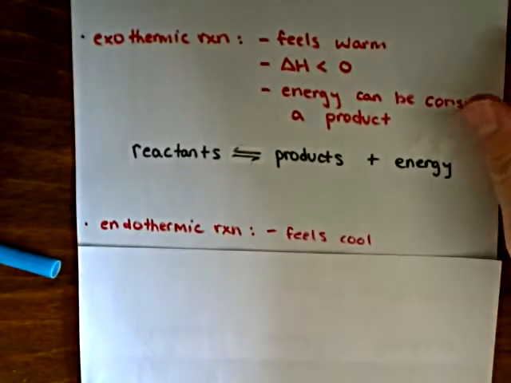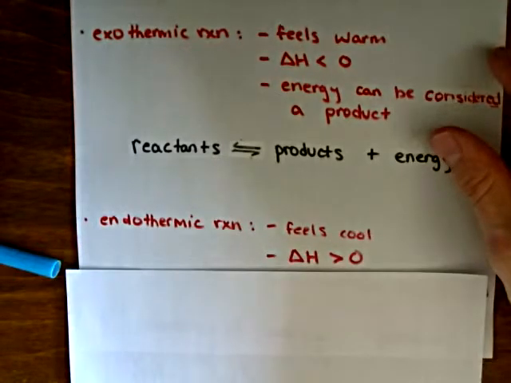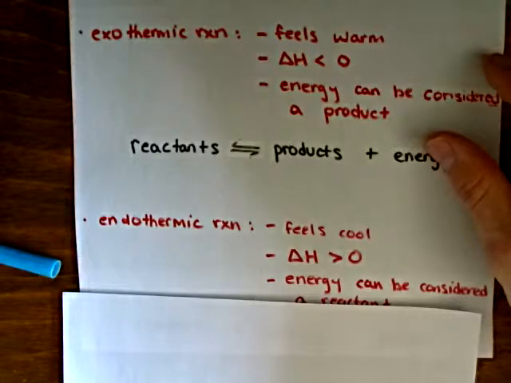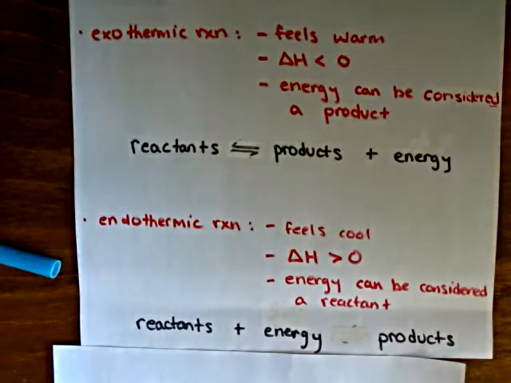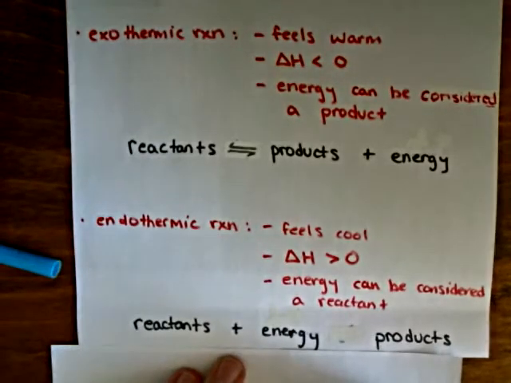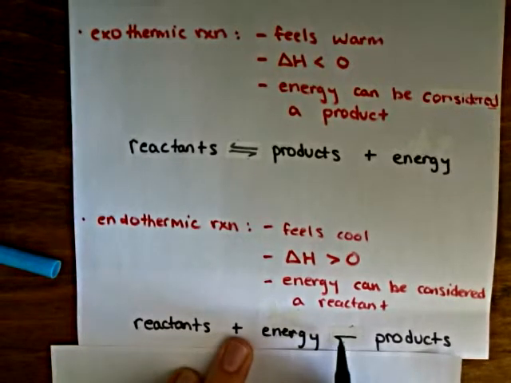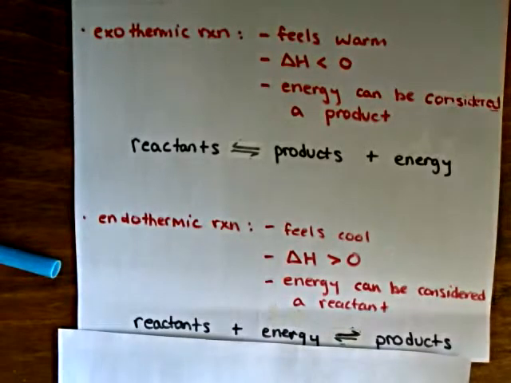And for an endothermic reaction, we know that they feel cool, and we also know that delta H values are greater than 0. And because they're greater than 0, energy can be considered a reactant. So any endothermic equilibrium can be rewritten like this. Reactants plus energy are in equilibrium with products.